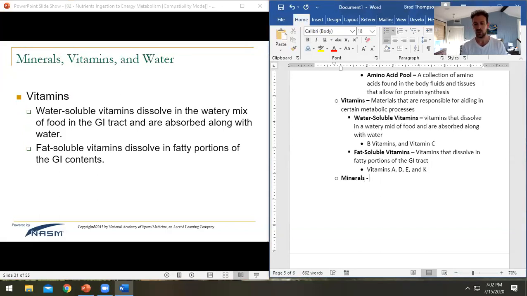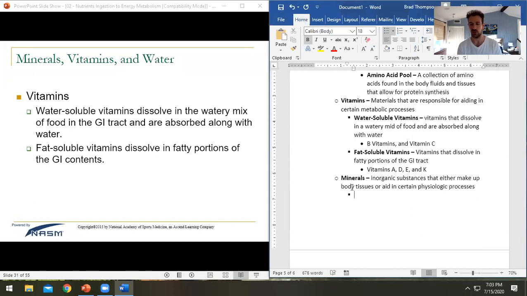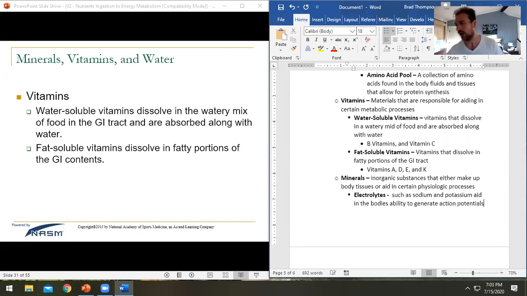Minerals are inorganic substances that either make up body tissues or aid in certain physiologic processes. The most common version of this is going to be electrolytes, such as sodium and potassium, which aid in the body's ability to generate action potentials.